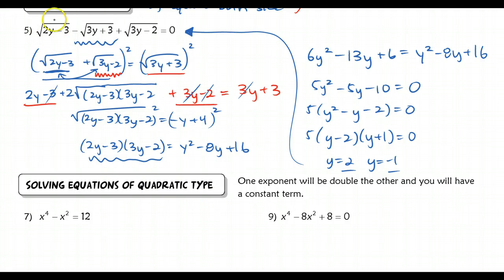So if I plug in 2 here, I get a positive answer, because 4 minus 3 is 1. If I plug in 2 here, I still get something positive. If I plug in 2 here, I still get something positive. Now, if I plug in negative 1, though, the first radical here becomes negative 5, so that's not okay. So clearly, right away, negative 1 is not a solution. 2 must work in the original, so 2 is my final answer here.